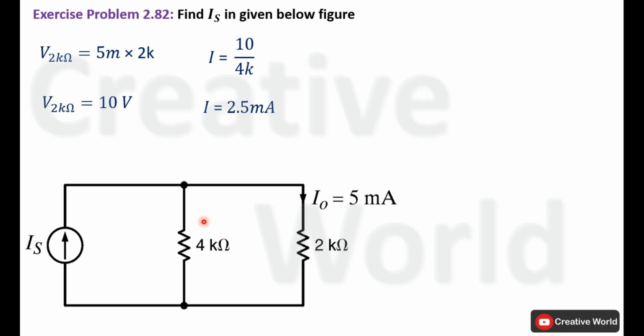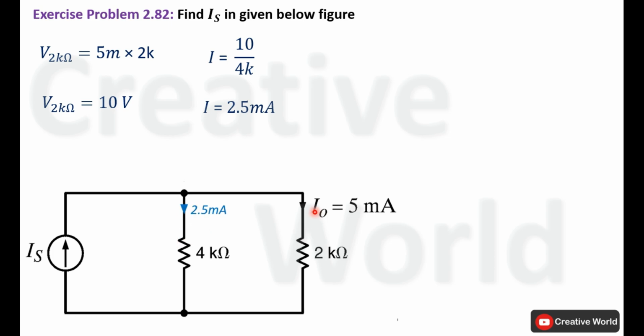So modify the circuit with the calculated value of current through this branch. Current through this branch is 5 milliampere and current through this branch is 2.5 milliampere. And the direction of current is leaving from this node because only one current is entering this node and two currents are leaving from this node.